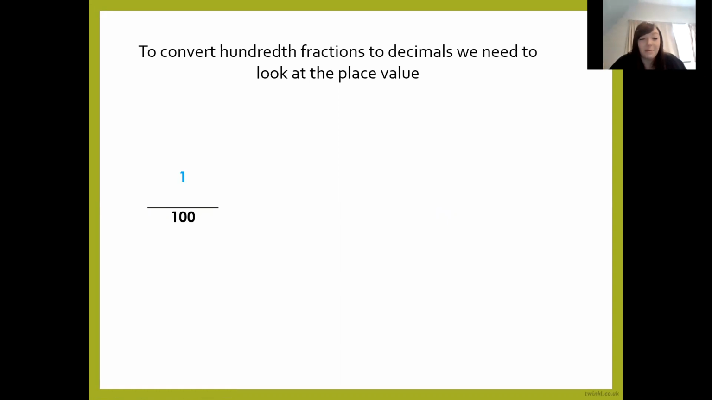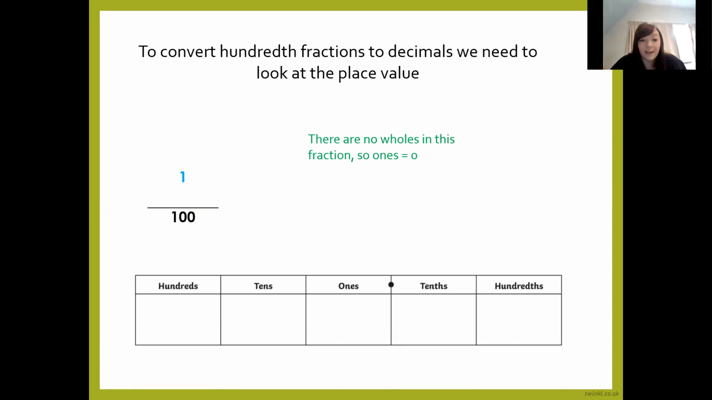And one more. If you have 1 hundredth, what does that look like as a decimal? Pause the video now and put that into your place value grid. Okay. So there are 0 wholes, 0 ones, remember your decimal point. There are 0 tenths, and there is 1 hundredth. So 1 hundredth is the same as 0.01. Well done.